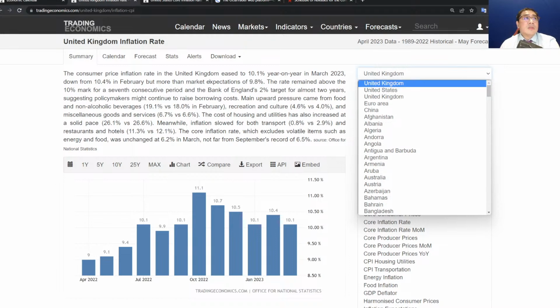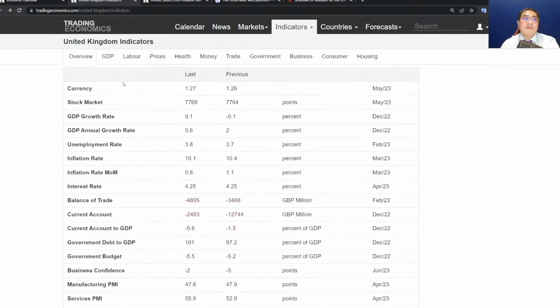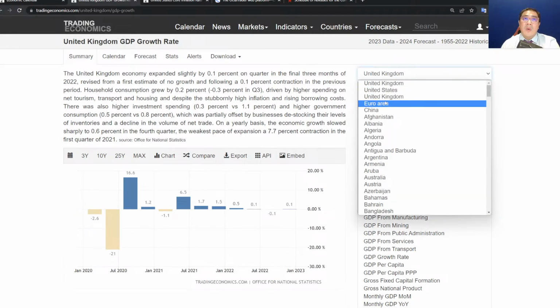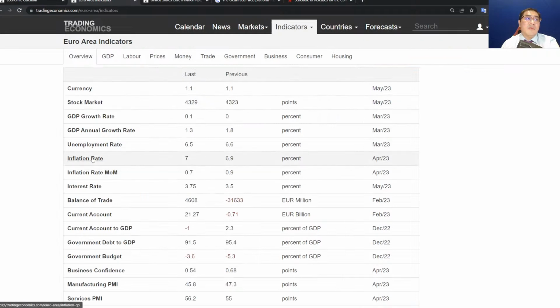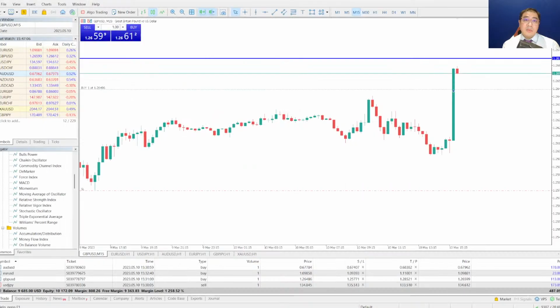So there's a lot of stuff we can look at here. We're looking at the inflation rate, and we can look at the GDP growth rate as well. It's all in there. You just need to know what to look at. So if we take a look at the inflation rate for the euro area, it is coming down really okay. It's just that core inflation is a little bit persistent, a little bit more sticky.